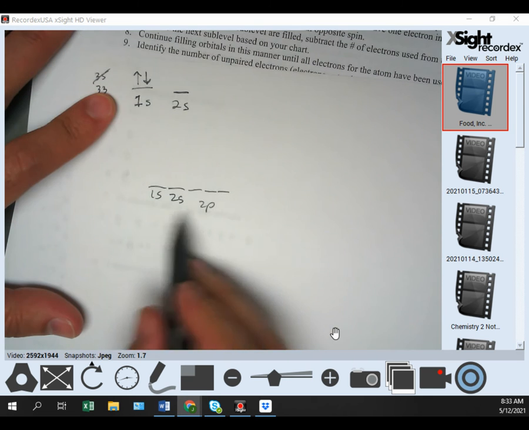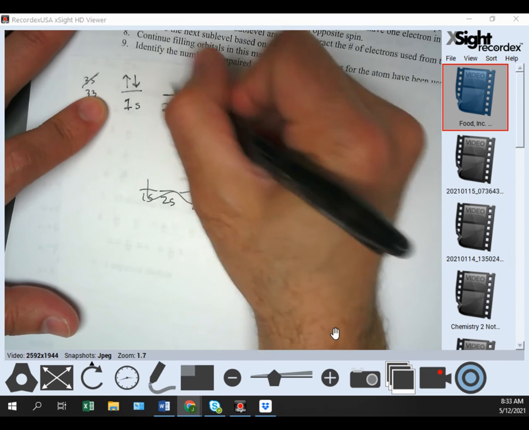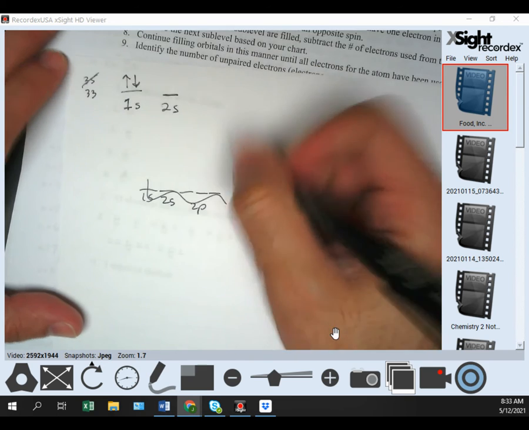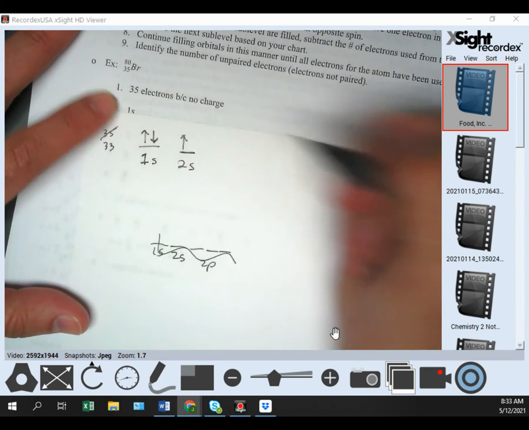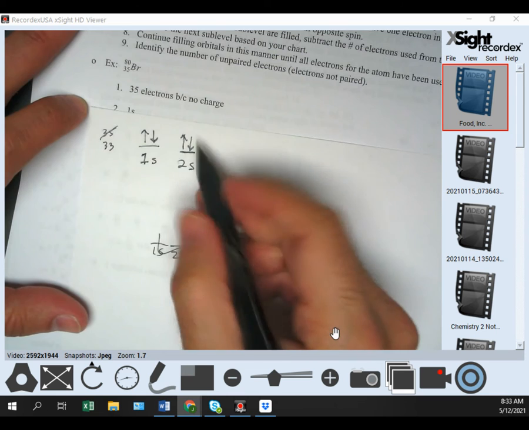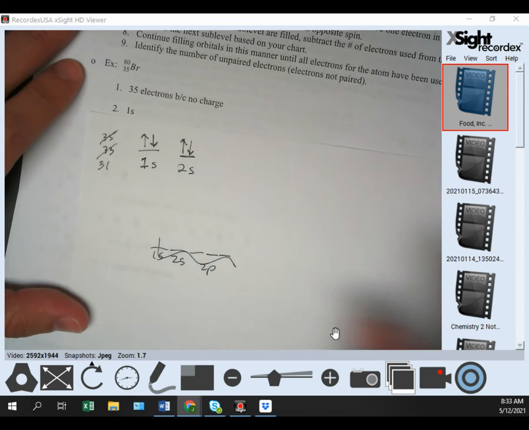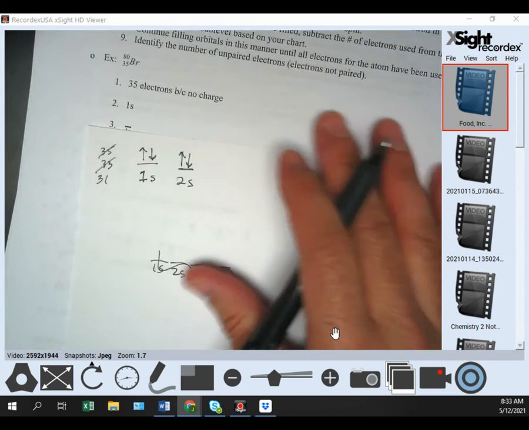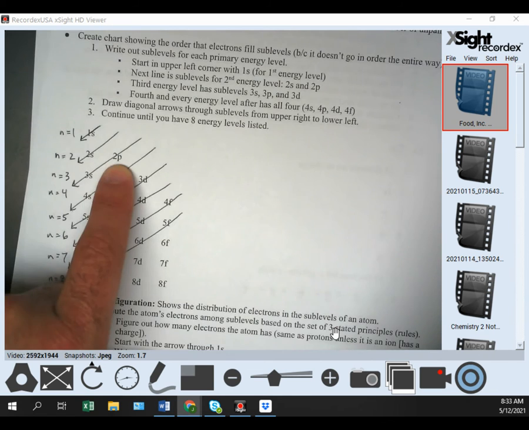I don't want everything jammed together. I want to be able to tell the difference between sublevels, and tell what orbital goes to what sublevel. So 2s, I would put 1 electron in, then a second electron with opposite spin. After 2s, on our chart, we hit 2p.